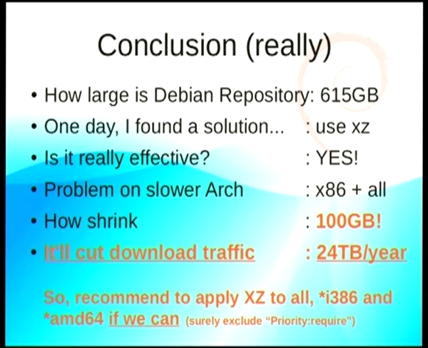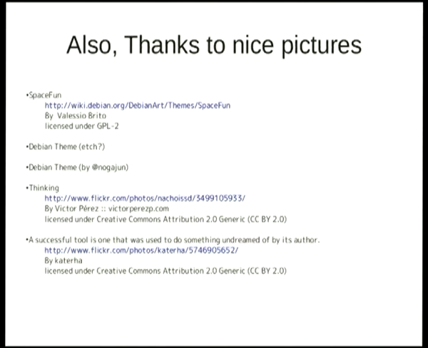So again, the size is 600. If you use XZ on the Intel and AMD architectures, we can cut the 100 gigabyte archive, and it also cuts the 24 terabyte download traffic per year. So I want to apply XZ if we can. Yes. My presentation is over. So, does anyone have a comment, thought or question? And please speak slowly and clearly. I'm not good at English.